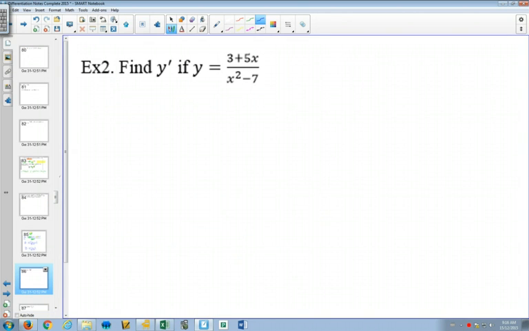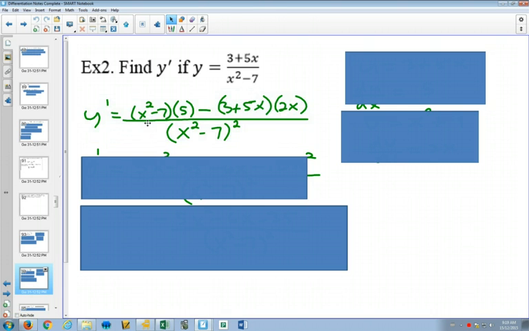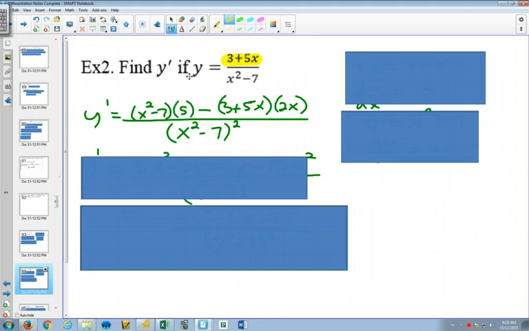So try this one on your own. Okay, let's see how you did. So first off, if I highlight things, here's the top function, here's the top function again. Here's our bottom function. That's what we started with, and then that bottom function appears on the bottom as well when it's squared.